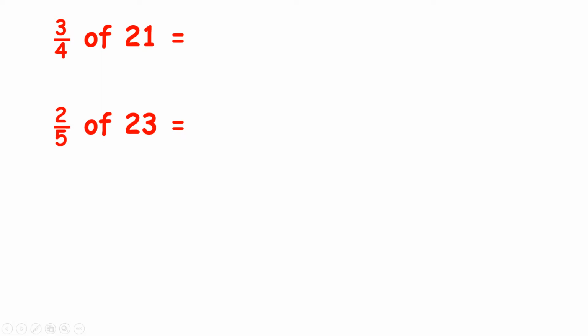And this is easier for questions like this, where the number we're finding a fraction of is not a multiple of the denominator. So if we try to divide 21 by 4, we'll get 5 remainder 1, or 5 1/4. And it might be more difficult to then multiply that by 3. So let me show you what I mean. We're going to do 3 times 21, and then we're going to divide that answer by 4.